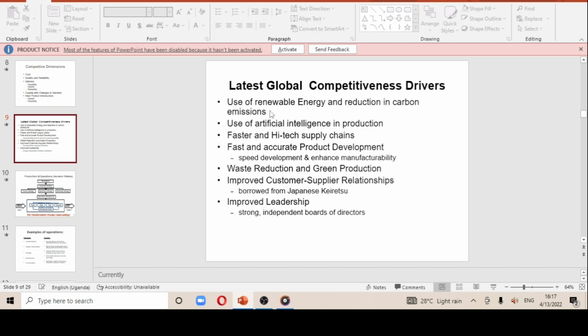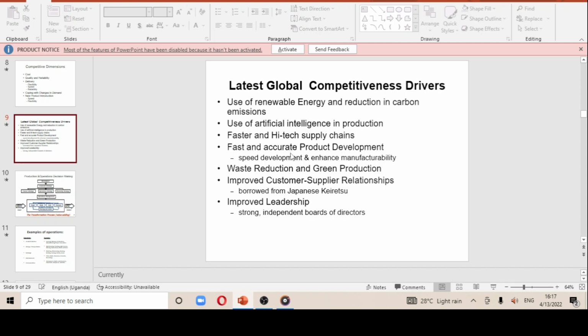We are having the next one, use of artificial intelligence in production. Now this is basically using IT facilities like computers in the production of goods and services. Then we're having faster and high-tech supply chains. That one is self-explanatory. Then we are having fast and accurate production development.